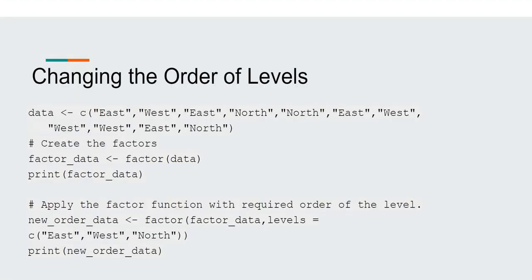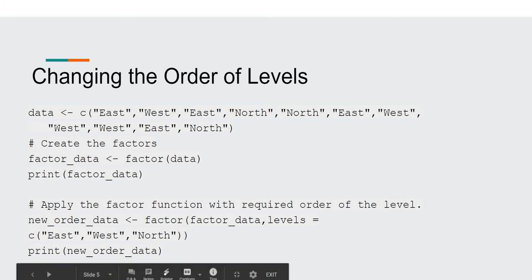There is a way by which we can change the order of a label. This will be clear in a while, so I will skip this. I will cover it after the implementation that we'll do. So let us jump to our RStudio and do the coding here.